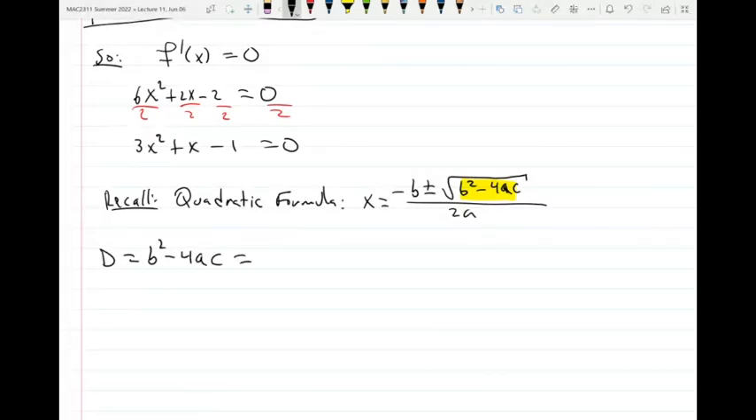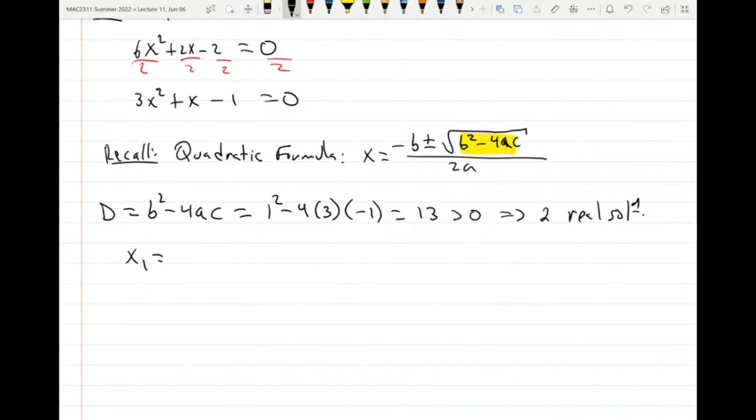So let's compute that. Everybody knows what a, b, and c are, right? Okay, so it's going to be 1 squared minus 4 times 3 times negative 1. Good news, we get a positive number here. So that's 1 plus 12, so that's 13. So it's positive, so that means we're going to have two real solutions.